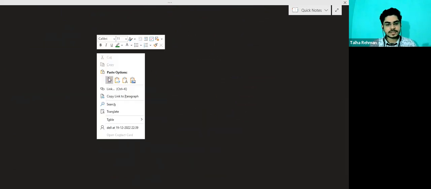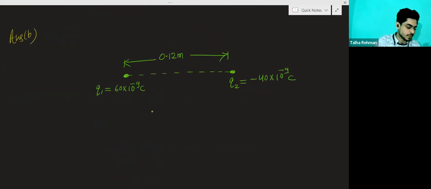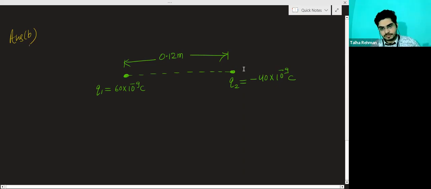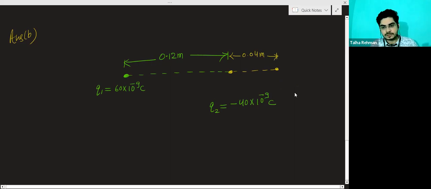So in the second part, they are saying same situation given in answer number B. In answer number B, means in second part, what are they asking? They are asking to find the potential at a point 0.04 meter to the right of this. Means this time we have to find the potential to the right of this at a distance of 0.04 meter. Very easy question. This is also very easy.